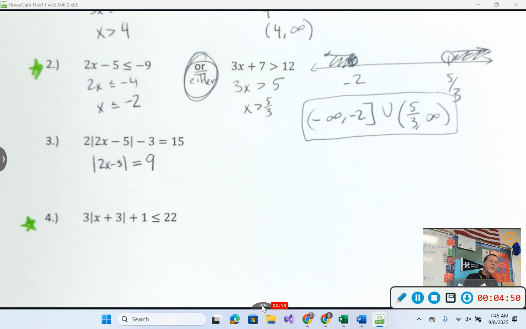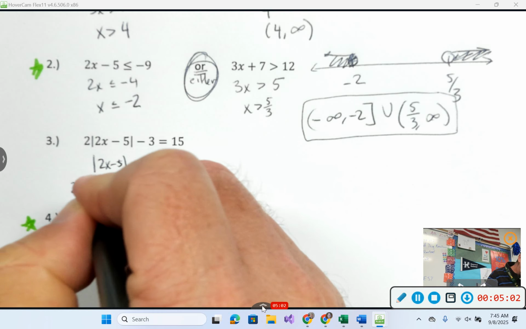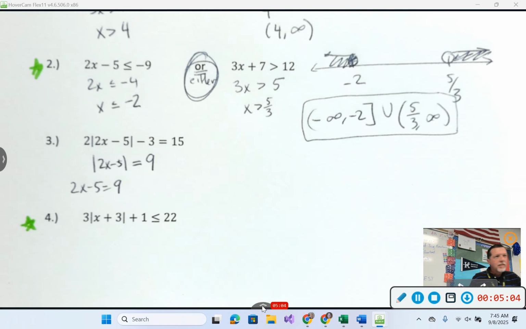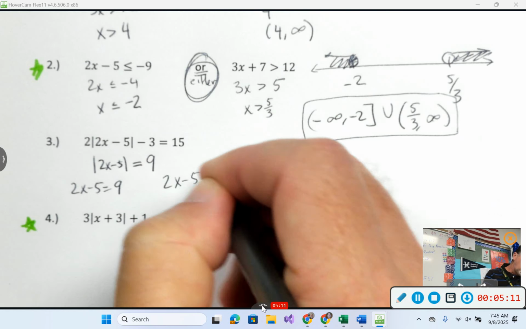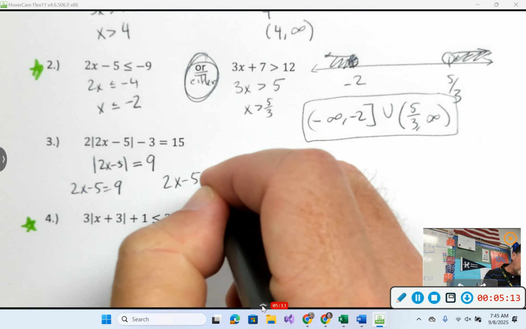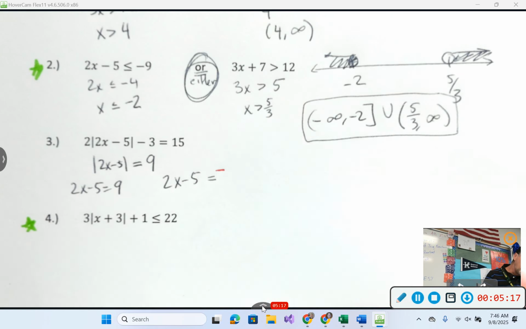Now, I know the next step is to split it up. How do I know that? What's the giveaway that this is a split it up problem? Absolute value. Absolute value, you're going to end up splitting it up. 2x minus 5 equals 9. First one, drop the absolute value bars, and that's it. The second one, 2x minus 5. How do I change things up on this one? Equals negative 9.